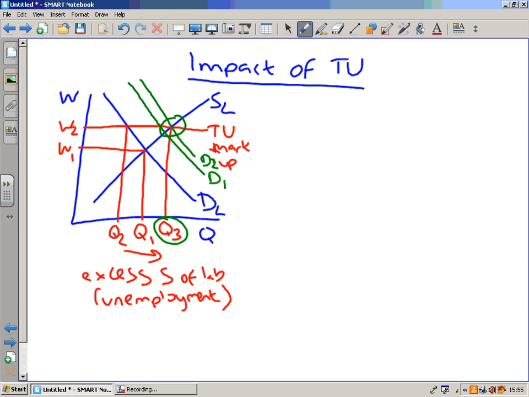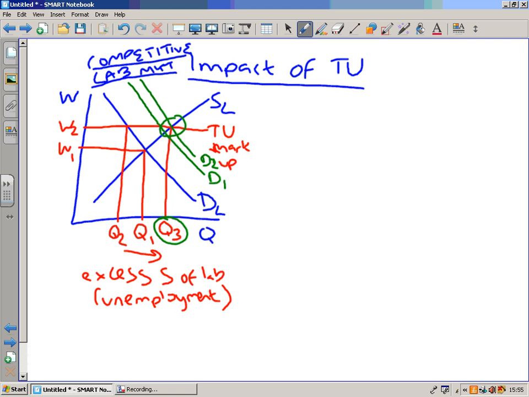If that happens, they can actually raise employment to Q3 and justify W2 wages. So the impact of a trade union, yes, they might create unemployment. To stop it, they need to raise the MRP of labour. That's what we call a competitive labour market.